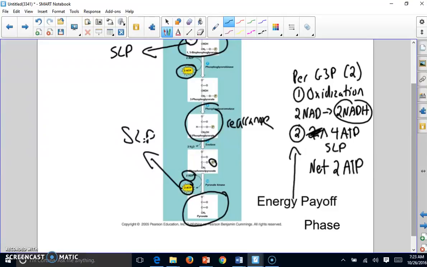But all these details about the rearrangements and things like that happen during the energy payoff phase, you do not need to understand or know. It's just important to know that in the energy payoff phase, we do an oxidation. So we get some NADH. We've taken 2 hydrogens from the glucose at this point. And then we do substrate level phosphorylation, taking the phosphate group off. And as a result, we've netted at the end of glycolysis 2 ATP.